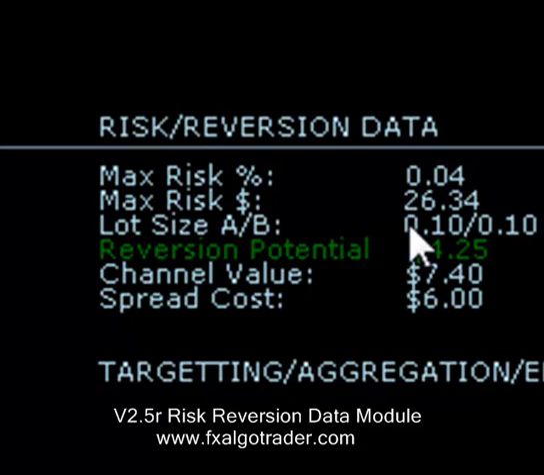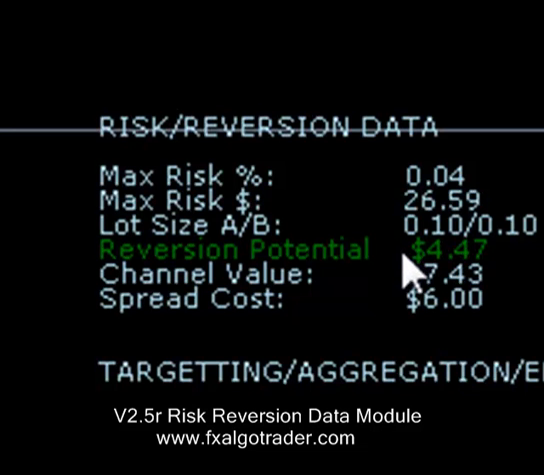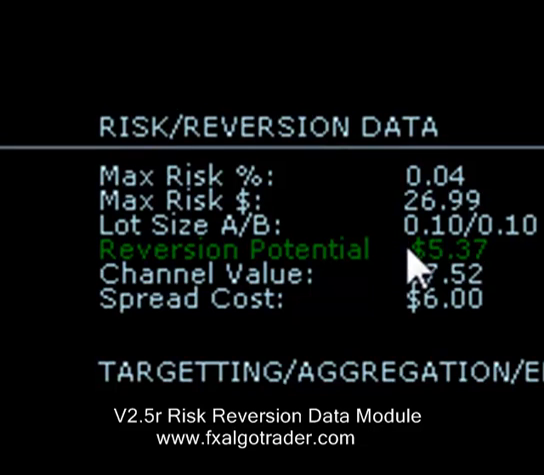The reversion potential represents the current difference between the spread value and the reversion target, minus the cost of the spread. So basically, when the reversion potential is positive, it means that the arbitrage trade has some potential to achieve profits based upon the current spread position.